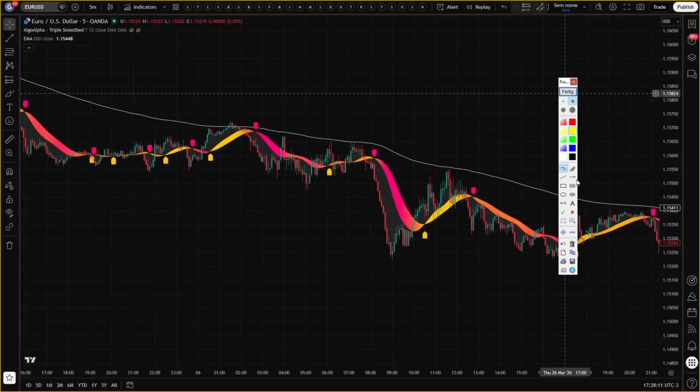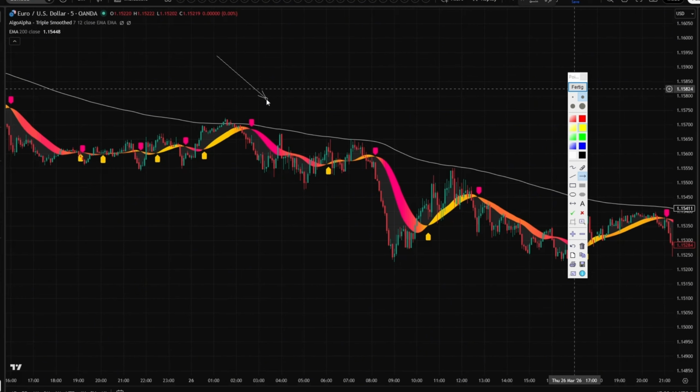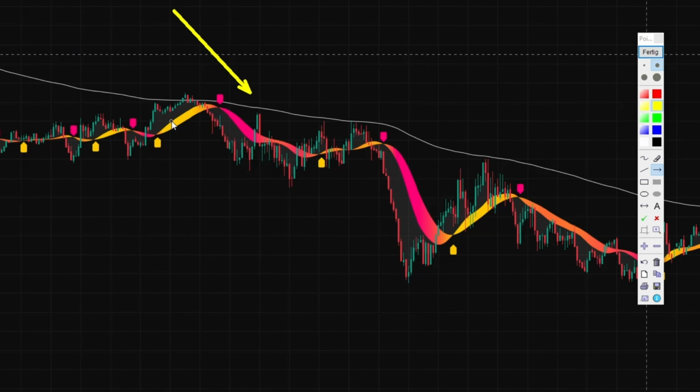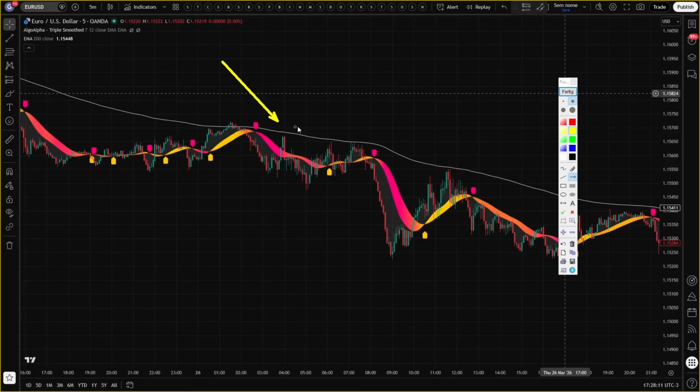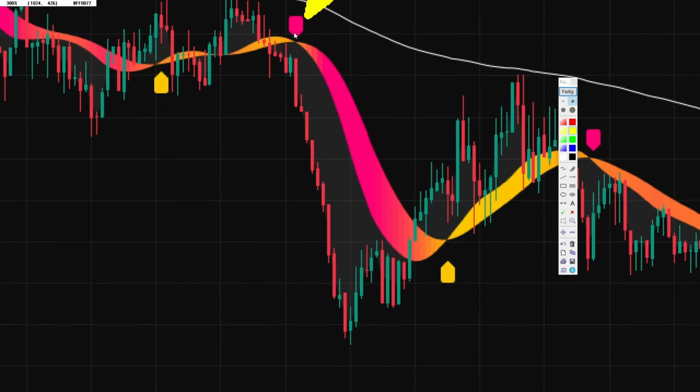The very first thing that I do is to check the moving average indicator. If the chart is low, I'll only look for sell signals on the indicator. Alright, so here the chart is in a downtrend, which means I only want to see the sell indication marked by this pink arrow.